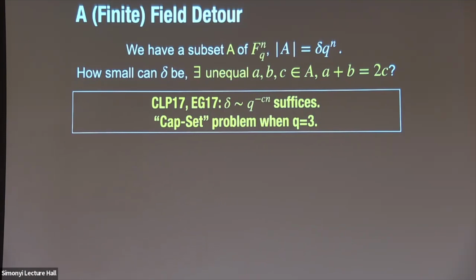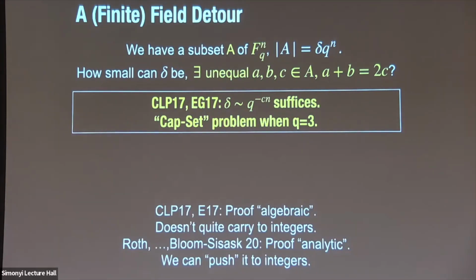And for the case of q equals 3, this is called the capset problem. And I recommend just focusing on that. In fact, I'm just going to focus on the q equals 3 case because all of the ideas are present, are required even for this case. Okay, as we'll see later.